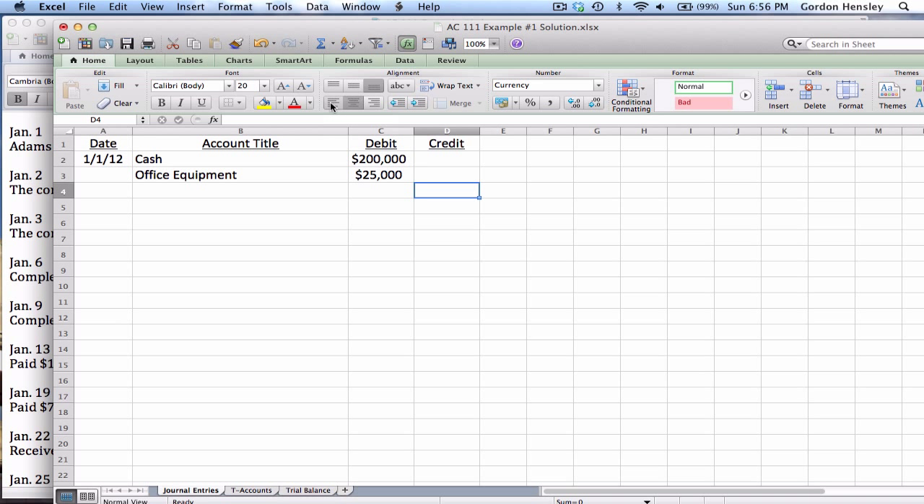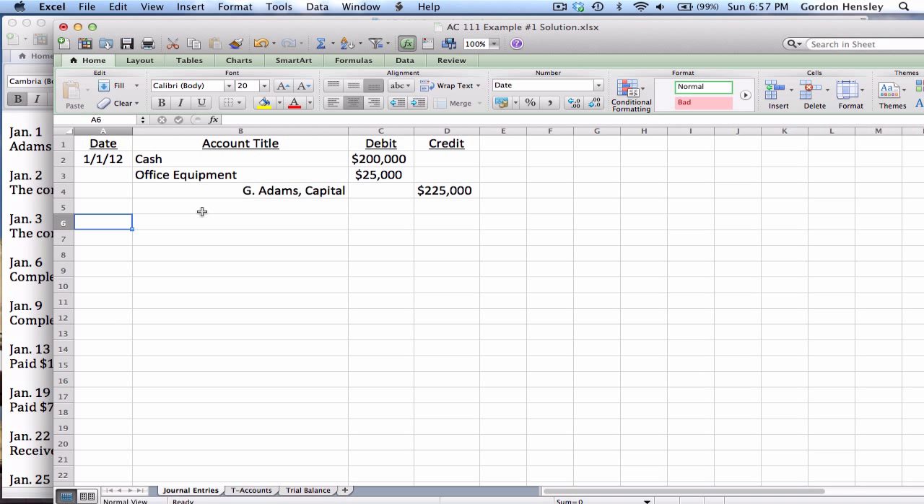Every journal entry has to balance. So I can't have more on the debit side than what I have on the credit side. So I have to have $225,000 as a credit. So the question is, what account title am I going to credit? If I could figure that out, I would have this transaction finished. Well, in this case, because this is an investment by the owner, all of the owner's investments go to capital. And the capital account in this particular company was G. Adams Capital. And I'm going to move this over to the right and indent a little bit to sort of show that this is actually a credit.